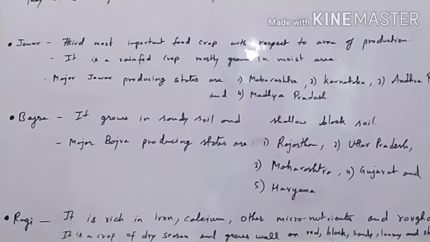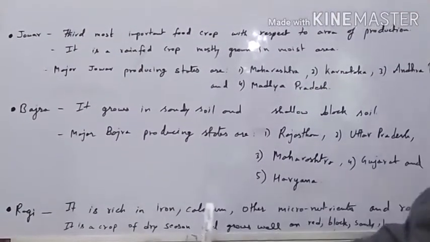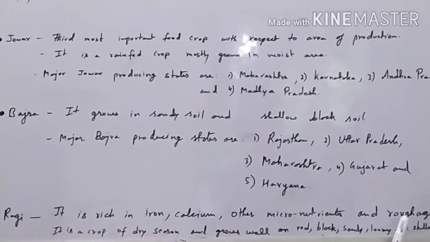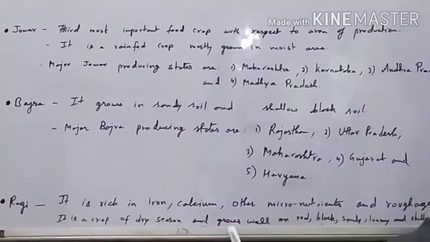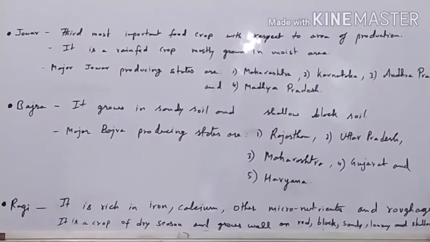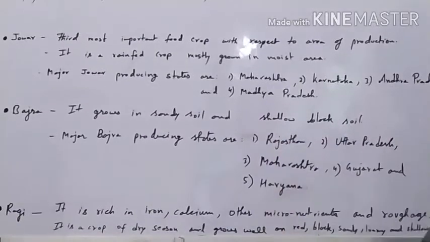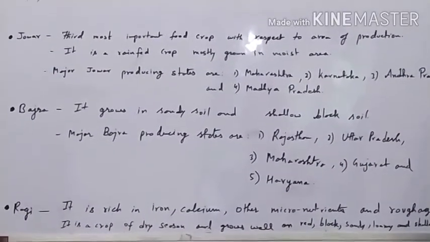Now let us quickly understand about ragi also. Ragi, as I told you, is rich in iron, calcium and other micronutrients and rugged. It is a crop of the dry season and grows well on red, black, sandy, loamy and shallow black soils. That means ragi is a kind of millet that can grow in different kinds of soil.